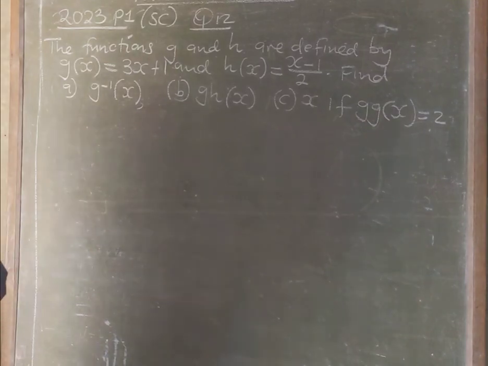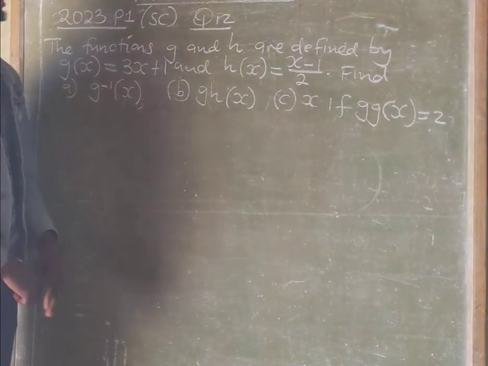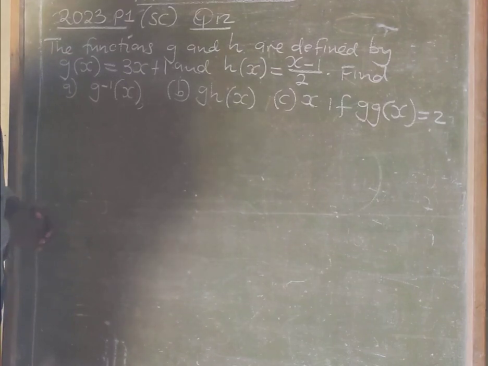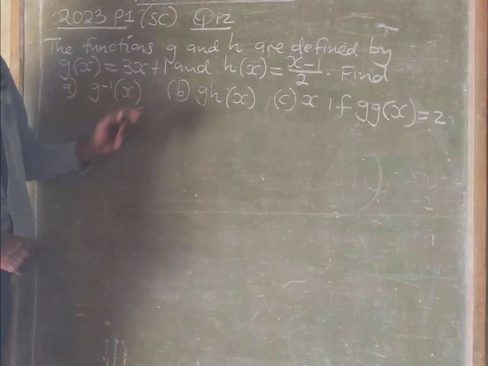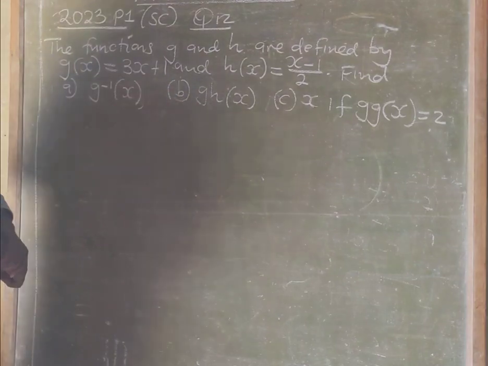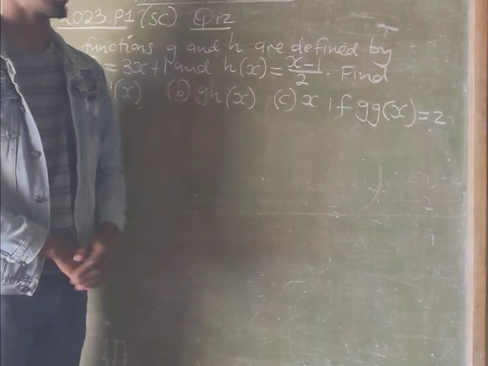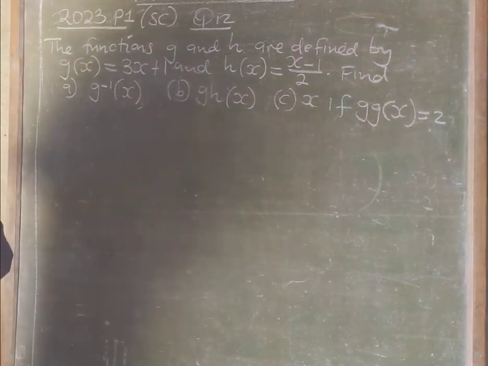x plus 1 and g of h, that is h of x equal to (x minus 1) over 2, or divided by 2. Find a, the inverse of g of x; b, g of h of x; then x if g of x equal to 2.